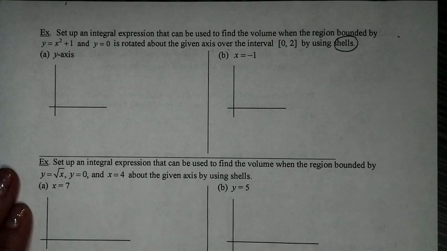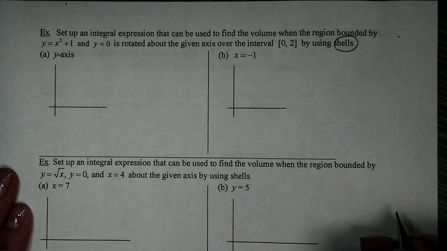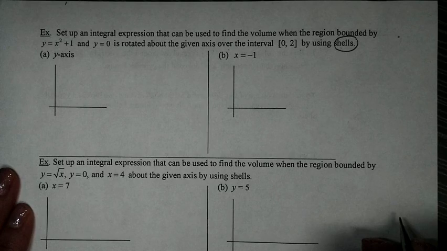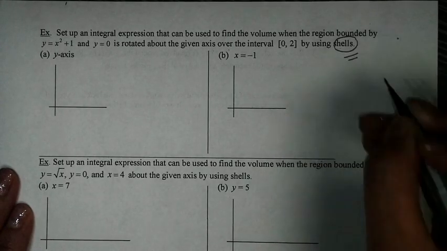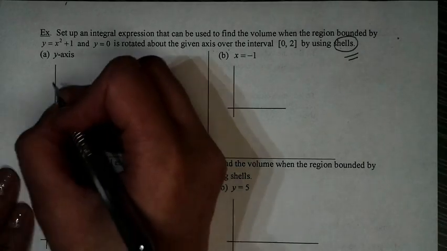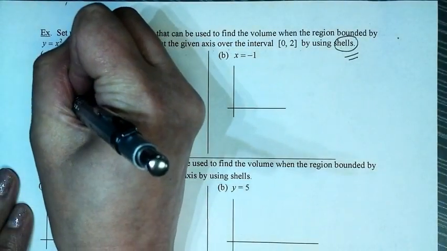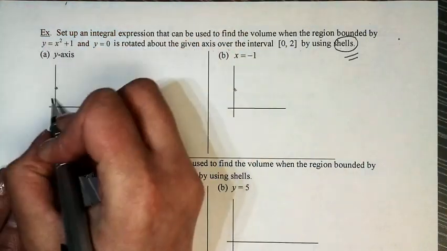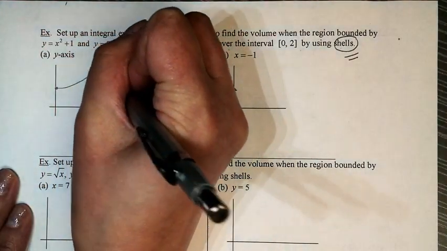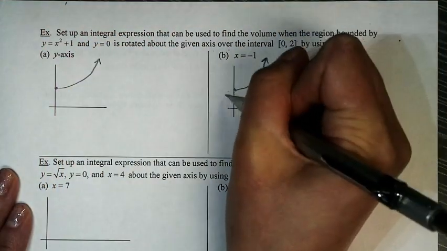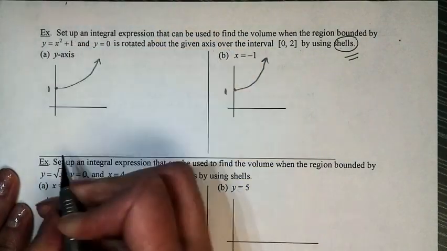For the first example, we want to set up an integral expression that can be used to find the volume when the region bounded by y equals x squared plus 1 and y equals 0 is rotated about the given axis over the interval 0, 2 by using shells. Please note that we need to use shells. For the first equation, you have a quadratic equation, something like this, and you know that the vertex is at 1, so you have the 1 here.